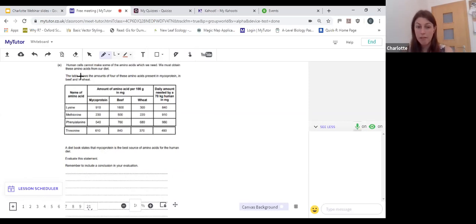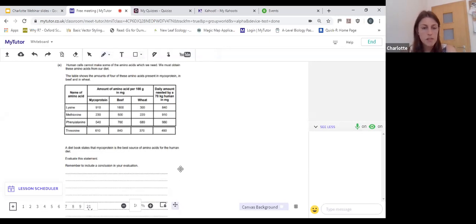So this is a comparison of diets. We've got 4 different types of amino acid here. Amino acids are used in proteins in our body, so for building proteins in our bodies. And then we've got the amount of each amino acid per 100 grams in milligrams, in mycoprotein, beef and wheat, and then the daily amount needed by a human.